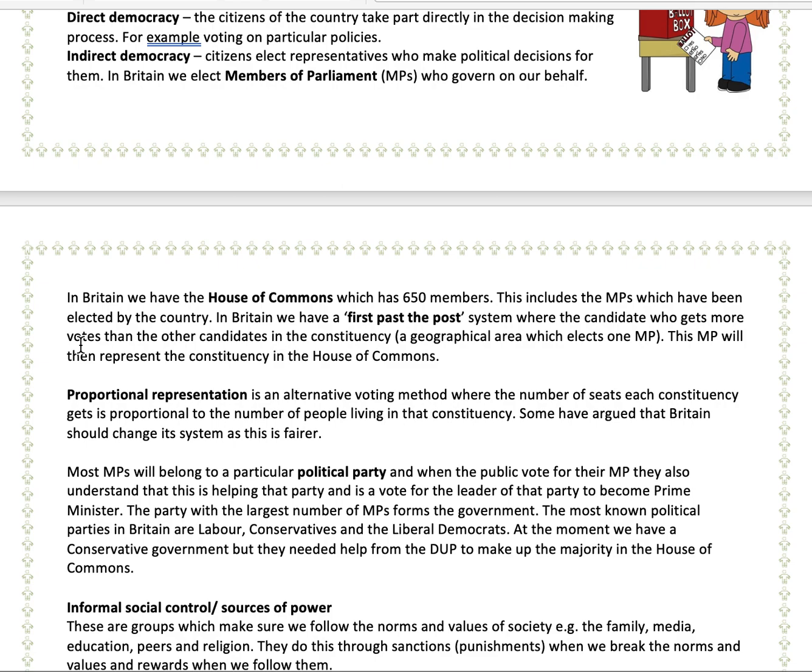So for example, if there was an area of the UK that had 5,000 people and there was an area of the UK that had 100,000 people, the area that had 100,000 would be related to more seats, for example, in the House of Commons, rather than it just being about beating the other people who stood to be an MP in your geographical area.